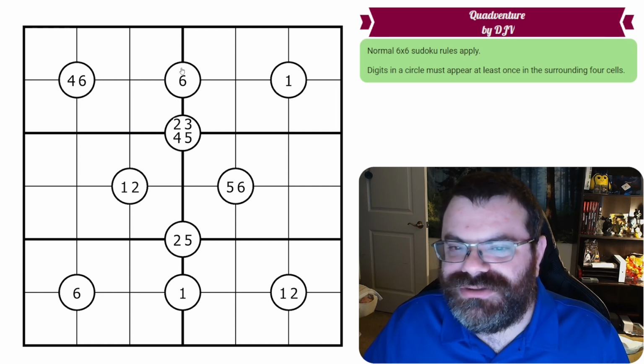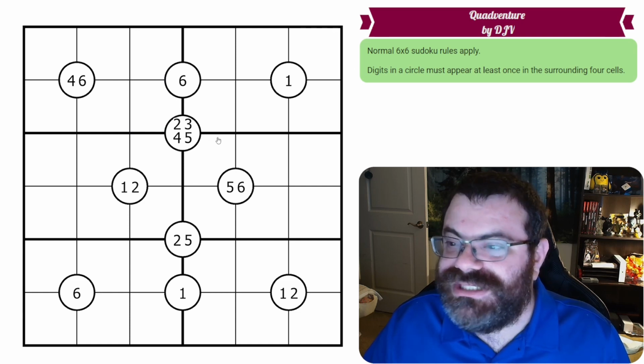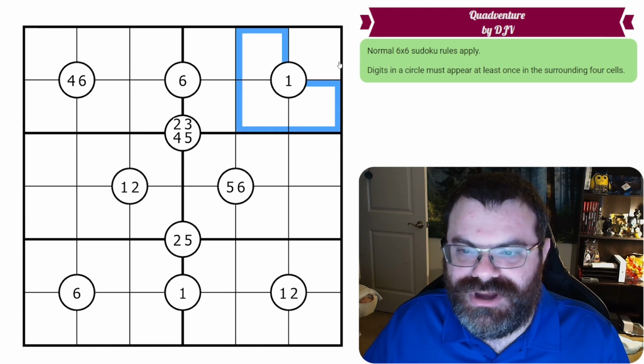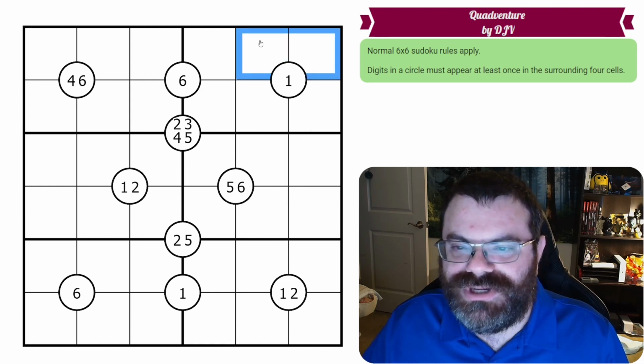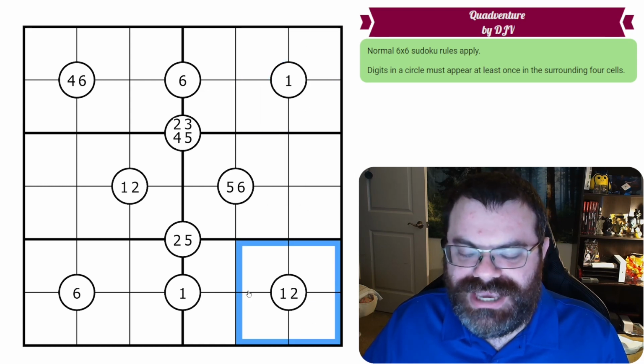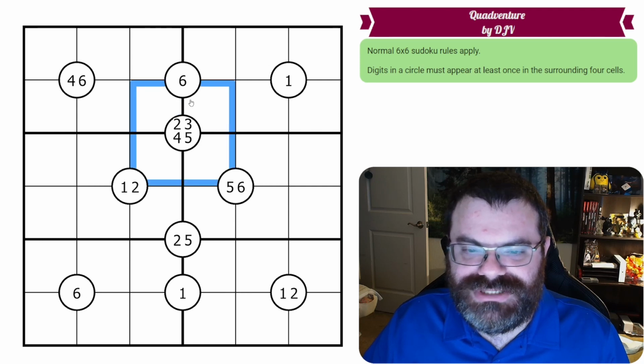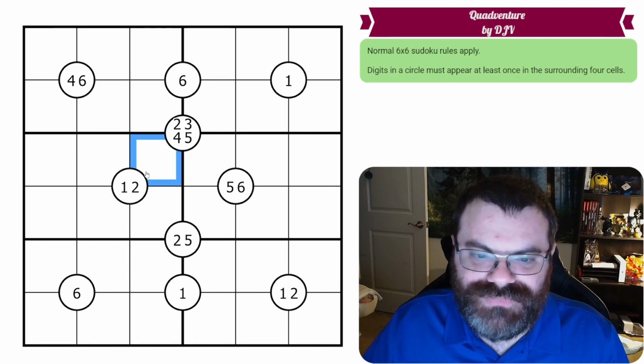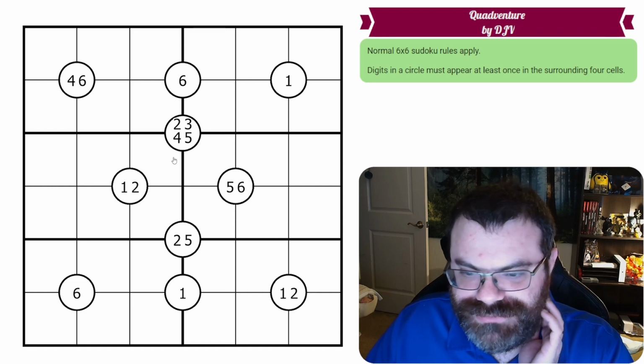Additionally, digits in a circle, these circles here, must appear at least once in the surrounding cells. So a 1 has to appear somewhere in these 4 cells. And a 1 and a 2 must appear here. Here we must have a 2, 3, 4, and 5. All right, so those are the rules.